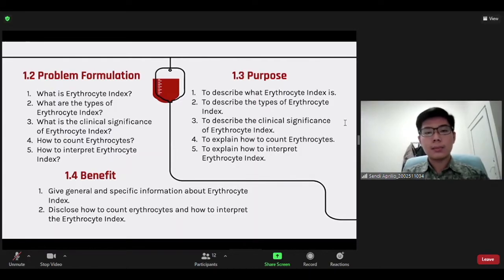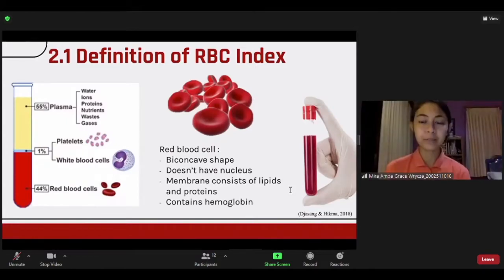Next. Hello, my name is Mira, and I'm going to explain about the definition of the red blood cell index, starting from the red blood cells. So first of all, the red blood cells, or as we know, erythrocyte, is a cellular component of the blood. Red blood cells have a biconcave shape and don't have a nucleus.